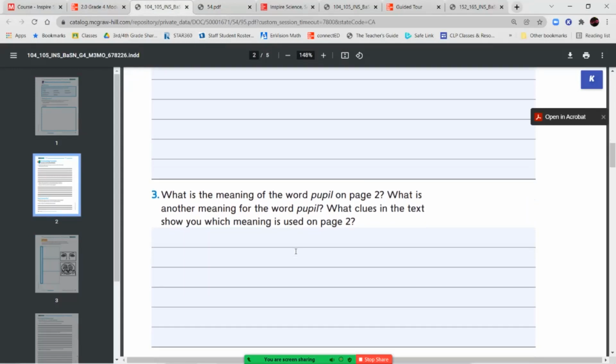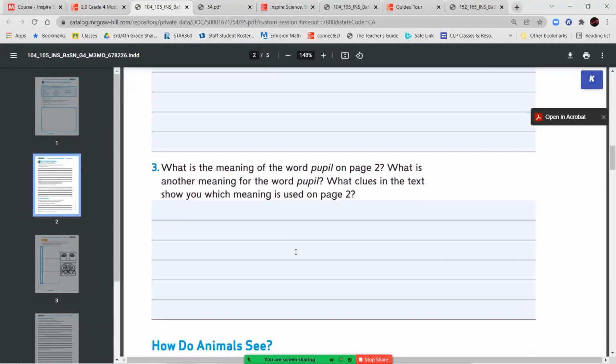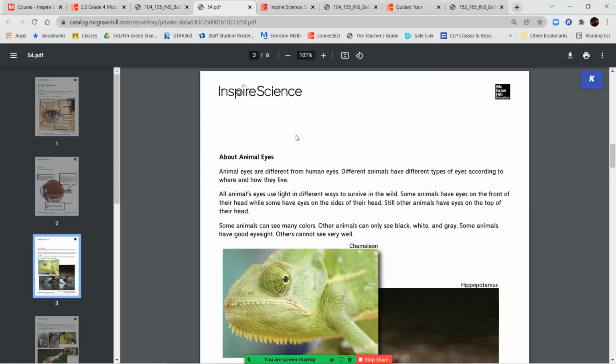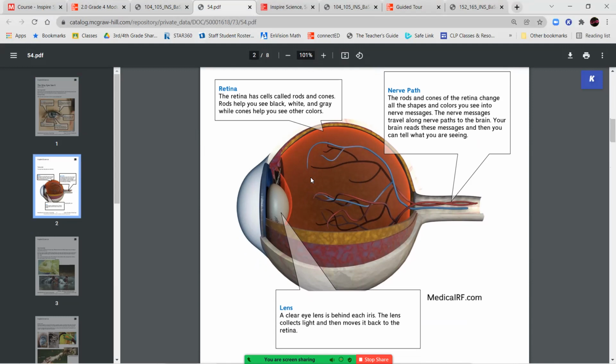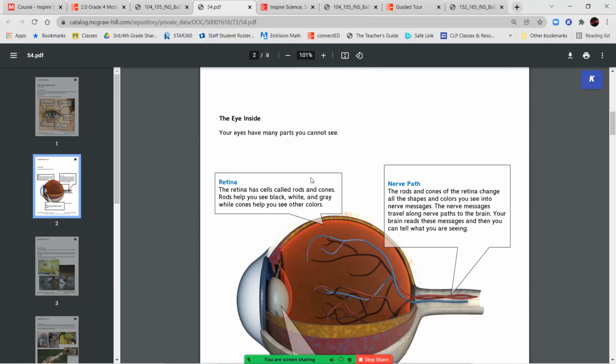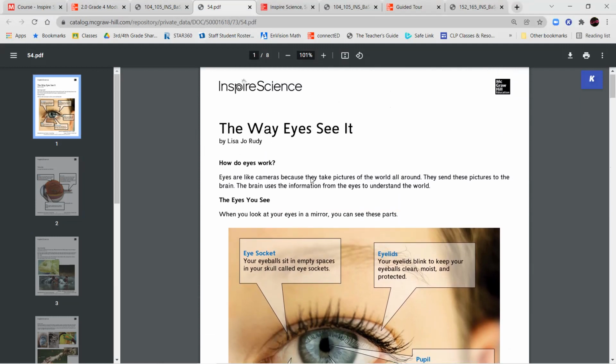For number 3, what is the meaning of the word pupil on page 2? What is another meaning for the word pupil? What clues in the text show you which meaning is used on page 2? So here on page 2, we have the word pupil. Actually, it's on the first page.